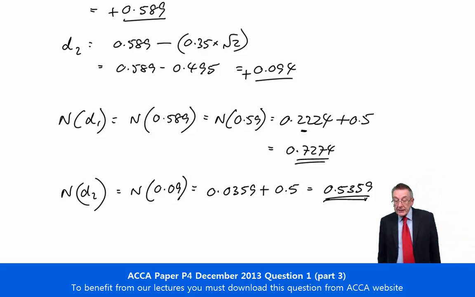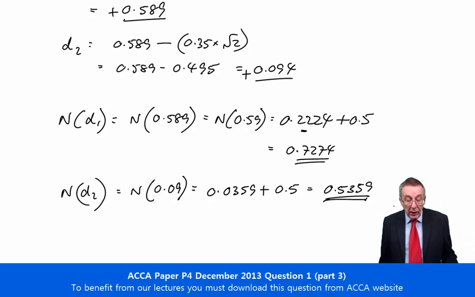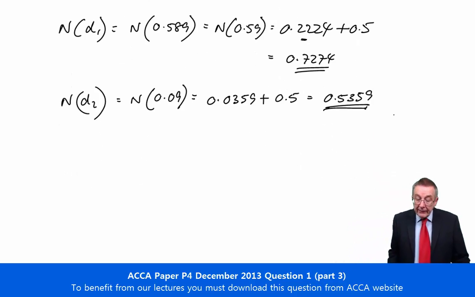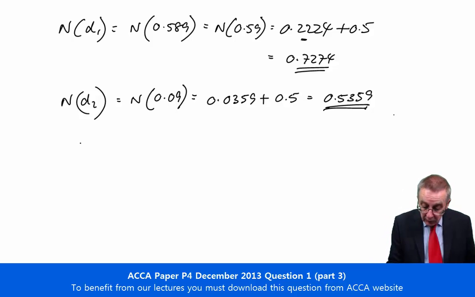Yet again, if you're checking the examiner's answer, it's a little bit different. I've told you why. I'm not worried. Having got N(d1) and N(d2), we can stick it in the main formula.